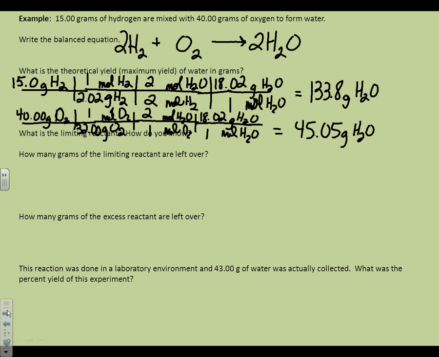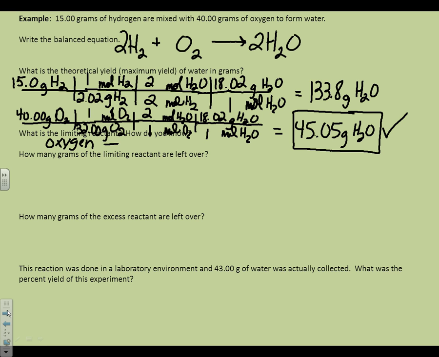Wow, we start with more oxygen, but we actually produce less water. So I can't figure this out without doing the actual math. The next part of the question was finding the limiting reactant. We take our smallest product, so 45.05 is less than 133.8. What reactant made 45.05 grams of H2O? Oxygen. So oxygen has to be your limiting reactant, because that is the most you can make. You will run out of oxygen before you can make any more.